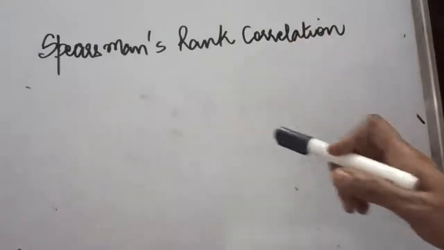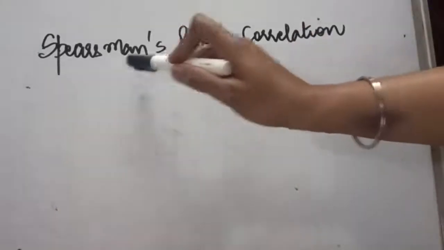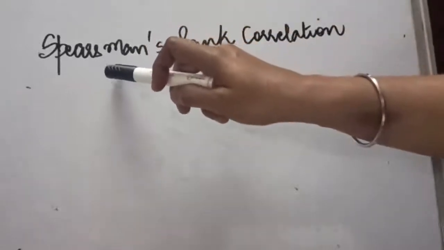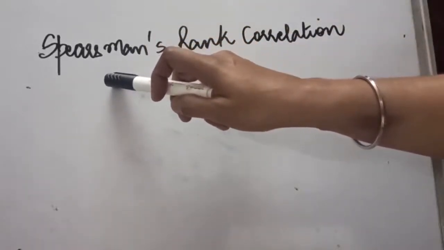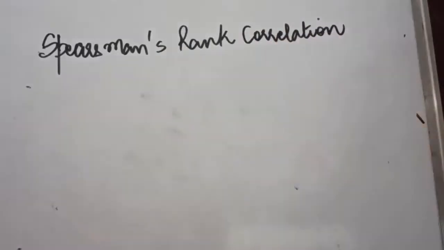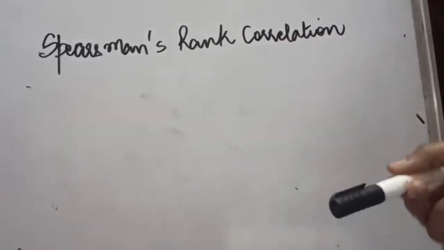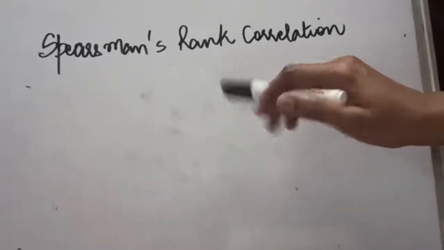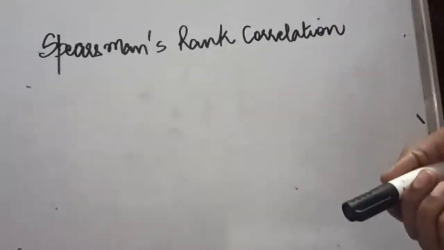The fourth method to calculate correlation is Spearman's rank correlation. As the name suggests, it was given by Charles Edward Spearman in 1904, and this method works on the ranking of different items in a variable. So here you will see that we will be calculating the ranks and then we will calculate the correlation.